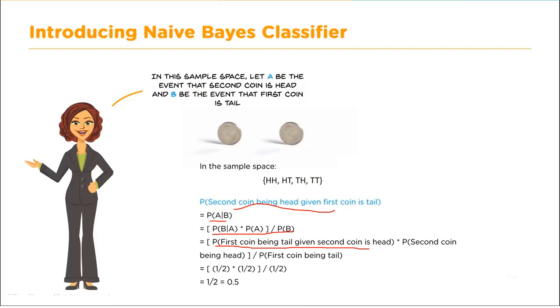Which is equal to 1 upon 2, which we already calculated in the previous slides, multiplied by the second coin being head, again with probability 1 upon 2, upon the first coin being tail, again 1 upon 2. If we simplify this, 1 by 2 and 1 by 2 will get cancelled. So here we will get 1 by 2, which is equal to 0.5. This is the conditional probability of the second coin being a head given the first coin is tail.